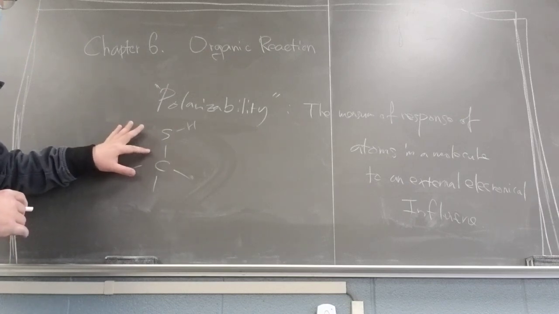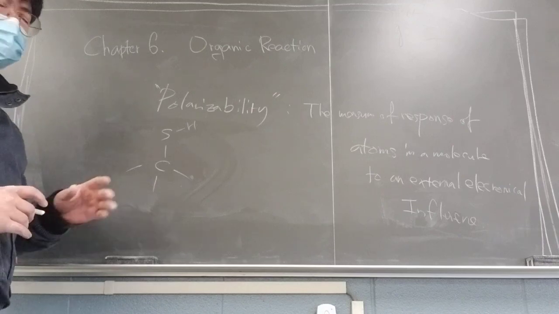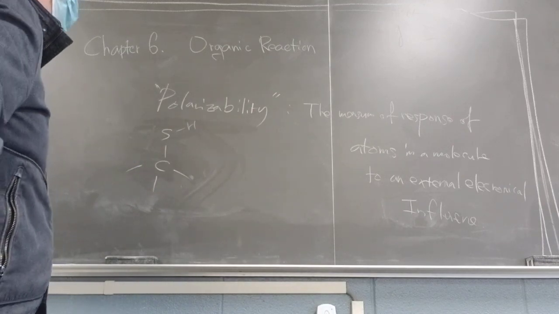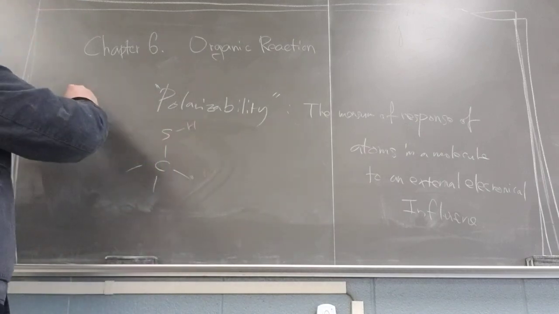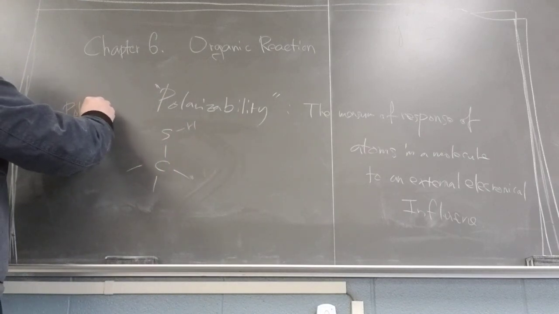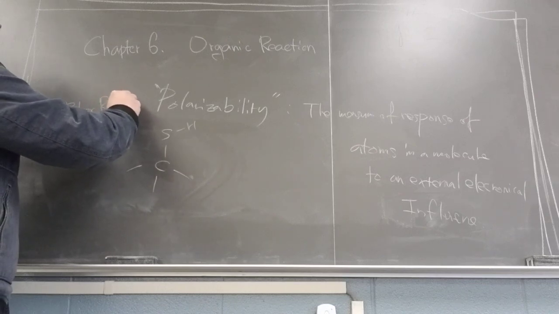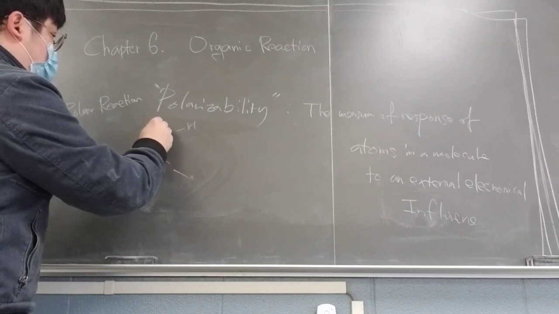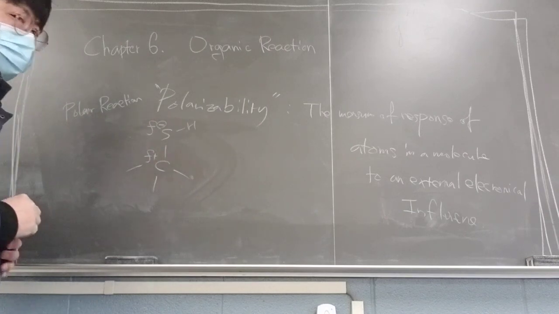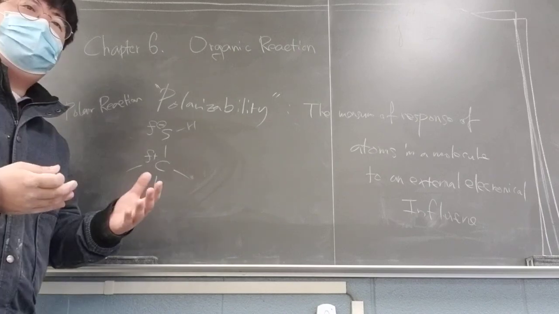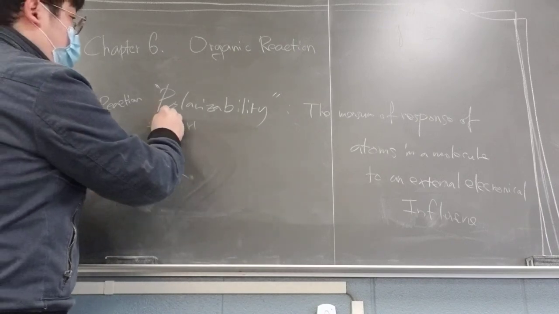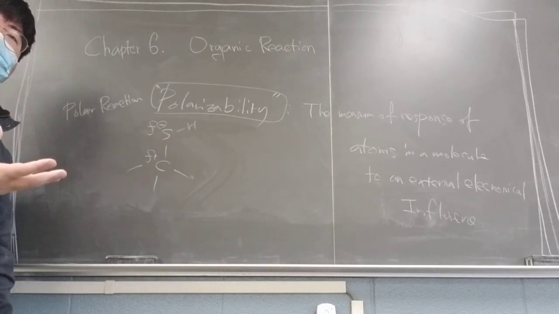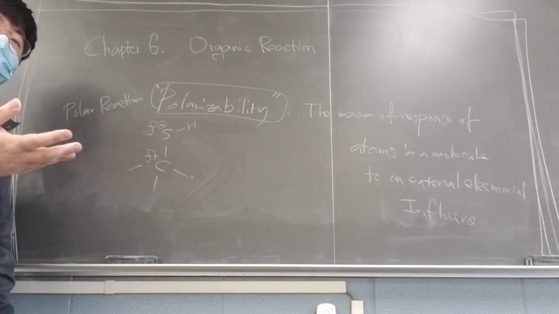This is about 2.5, this is 2.58 or something, which means almost the same. But whenever you do polar reactions, you're actually going to see this is slightly negative, slightly positive anyway, even though they're not so different in electronegativity, because of the polarizability. These two are different in how they react to the external electronic influence.